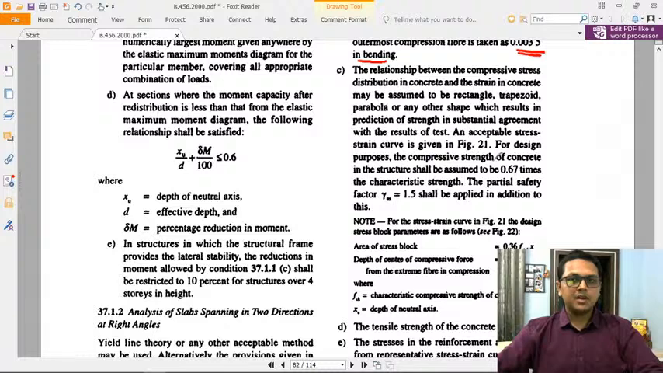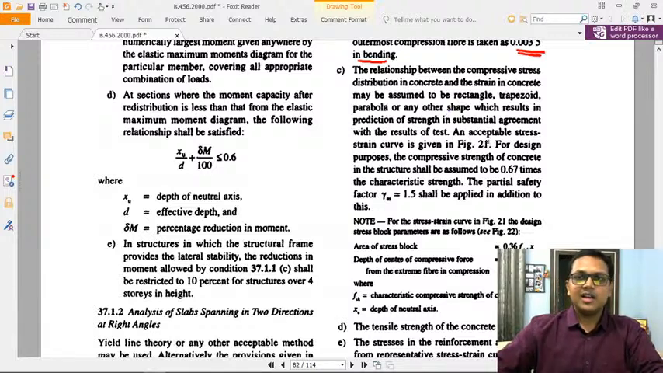For the design purpose, the compressive strength of the concrete in the structure shall be assumed as 0.67 times the characteristic strength. The partial factor of safety gamma m equal to 1.5 shall be applied in addition to this. So it is given that the stress strain curve can be taken as rectangular, trapezoidal, or parabolic, as the results of the test can be agreed upon. Whatever test you conduct on the concrete specimen, using the test result you can assume the stress strain distribution to be any of these.